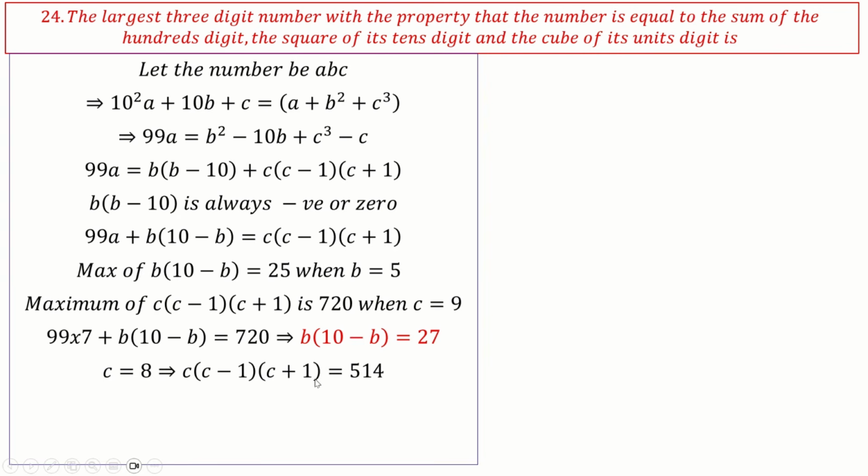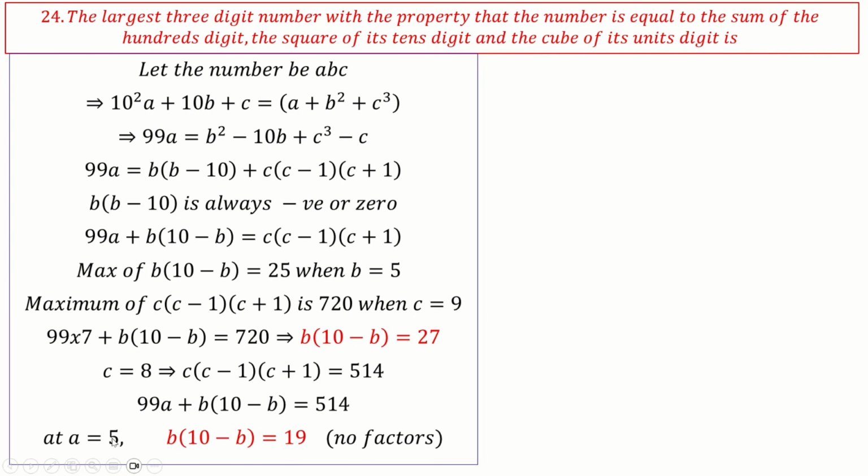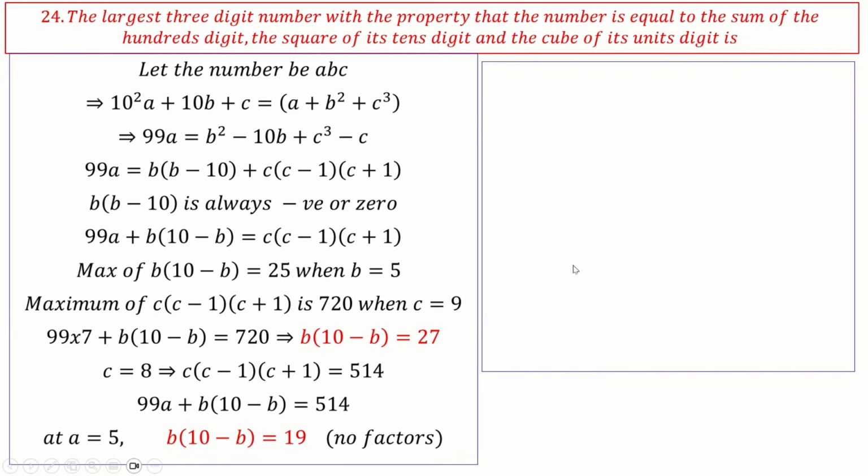(C minus 1) into C into (C plus 1) is 514. Now again apply the same rule. 514 equal to 99A plus B into (10 minus B). So if I simplify it, A equal to 5. Okay, B into (10 minus B) is 19. Okay, and 19 has no factors because it's a prime, right? So this is not possible. B cannot be a 2-digit number, correct? One of them should be a 2-digit number. It's not possible, correct? If this is 1, this will become 9. So this is not a possible condition again.